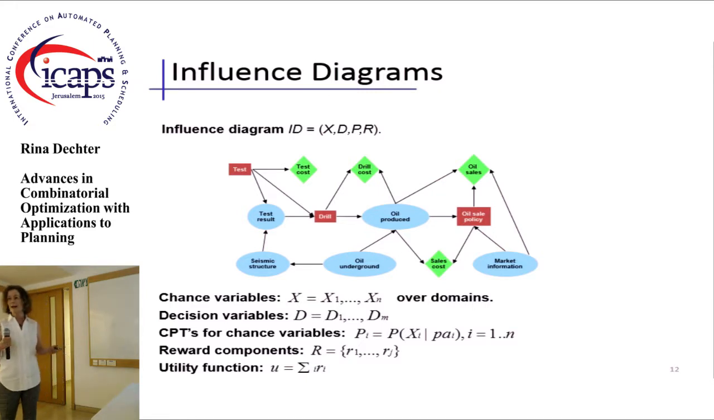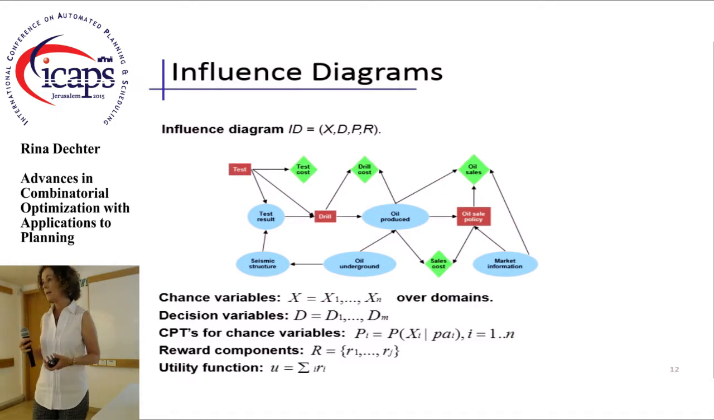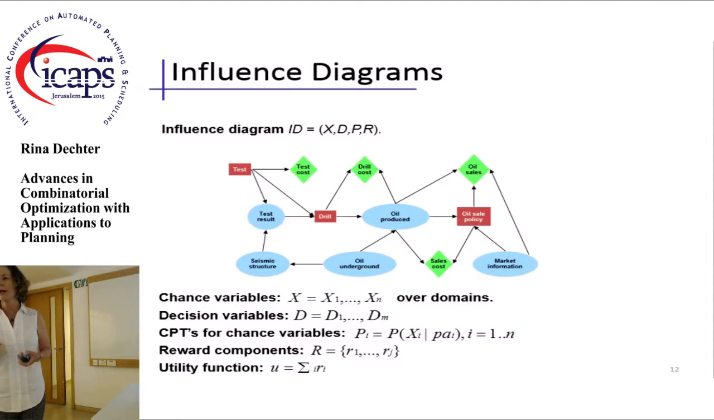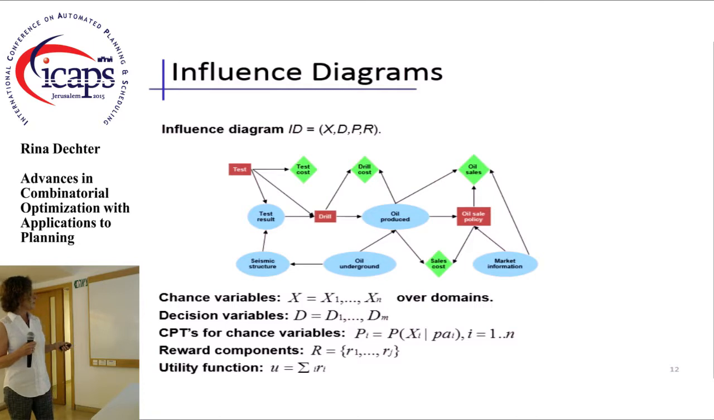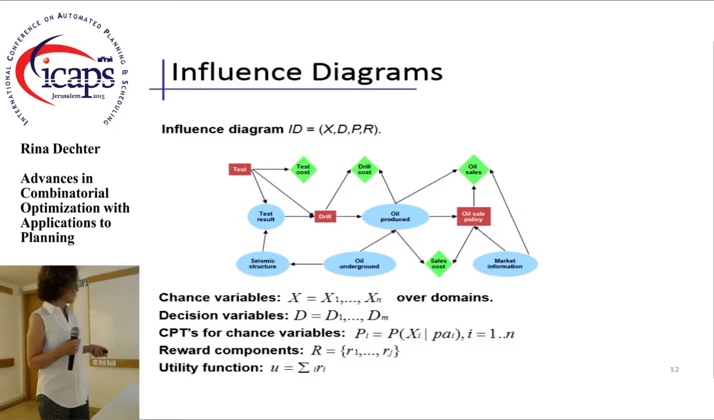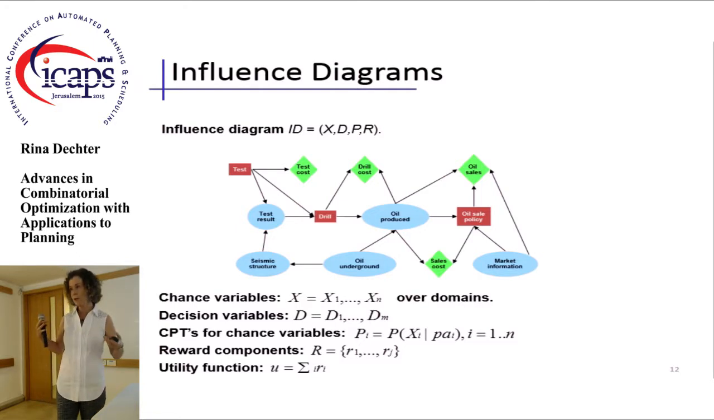And influence diagram, in particular, I put it here because this is a model that is very relevant to probabilistic planning: POMDPs, MDPs. We have two types of variables, chance variables and decision variables, and probabilistic functions and utility components. This is the general way of depicting it. In this case, we would want to find an assignment to the decision variables that maximizes the expected utility. And this is a very well-known graphical model.